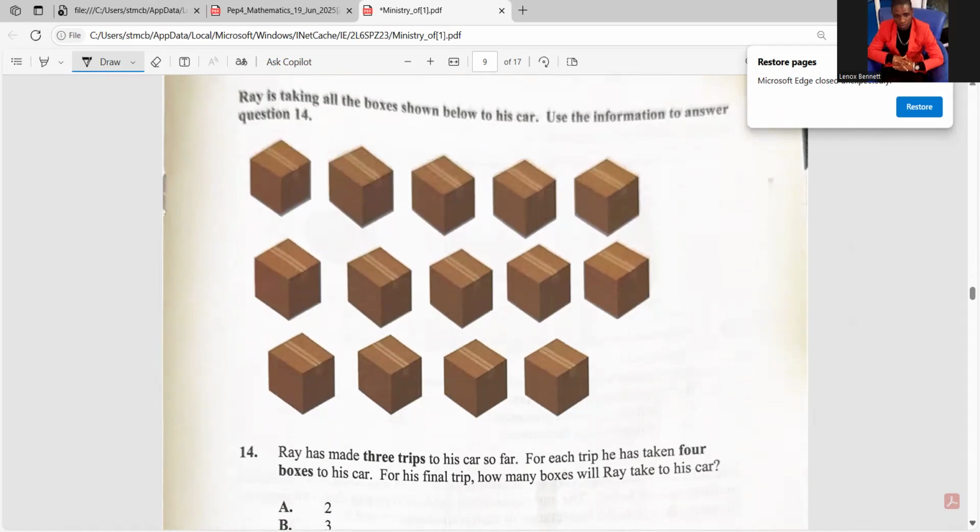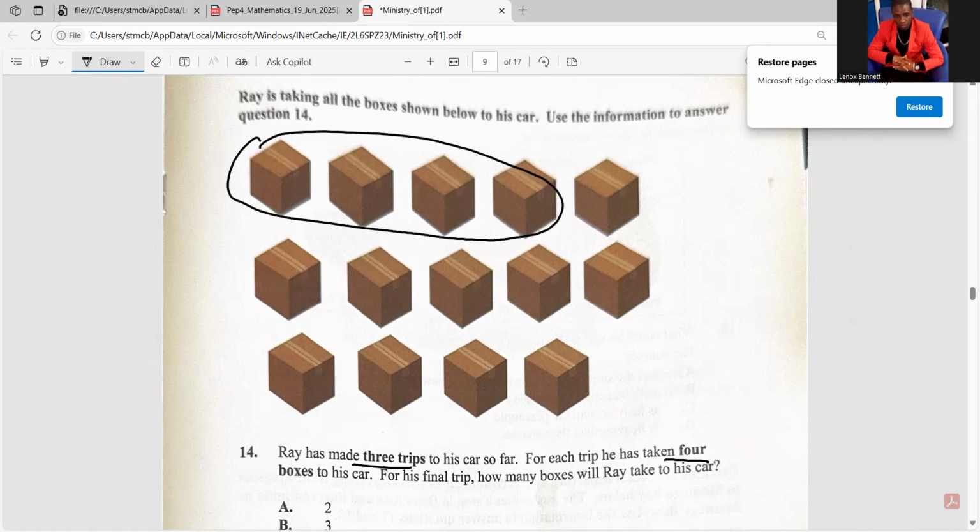All right, 14. Ray is taking all the boxes shown below to his car. Use it to answer question 14. Ray made 3 trips to his car so far. For each trip, he has taken 4 boxes to the car. On his final trip, how many boxes will he take to his car? So Ray made 3 trips, and for each trip, he has taken 4. So that's 12, right? So I could count out 12 out of this.